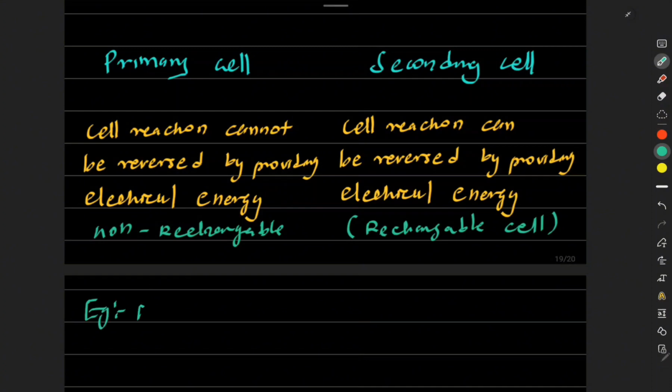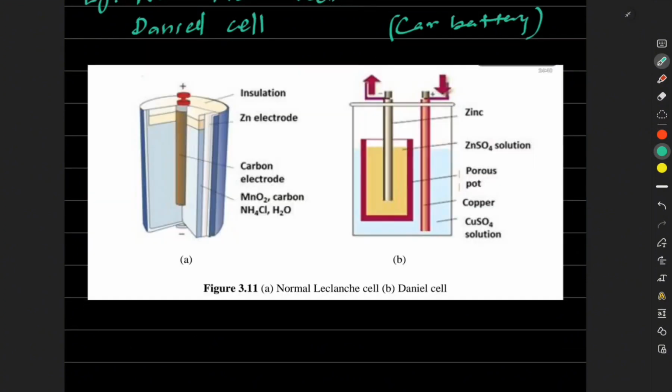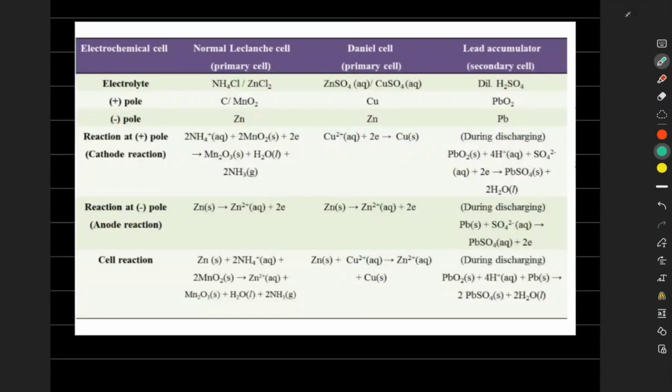Examples: the normal Leclanché cell and the Daniell cell are primary cells. The secondary cell is the lead accumulator battery, which is the car battery. This is a summary of different types of electrochemical cells and their electrolytes, positive pole, negative pole, and their cathode reaction, anode reaction, and cell reactions.